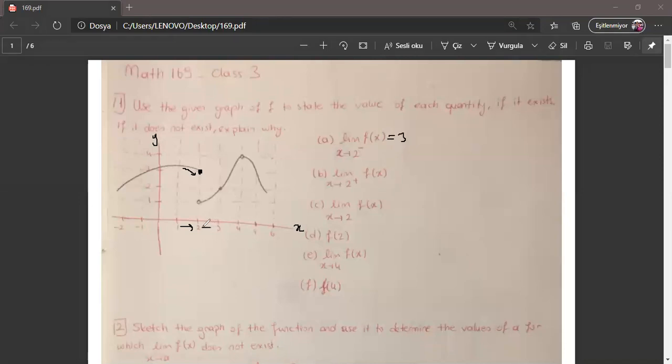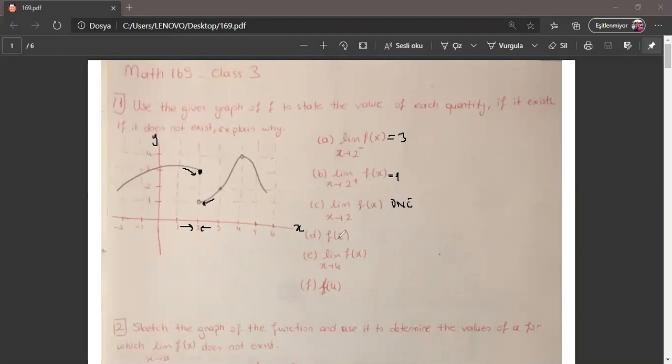Now we're approaching from the right, and on the graph we see the values of f are approaching 1. So it's 1. What about part C? It does not exist. Why? Because these two limits are not equal. If it existed, they would be equal to each other, by the definition of limit. As they are not equal, this limit does not exist.